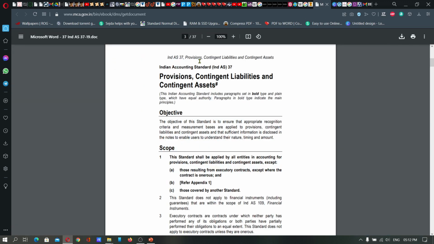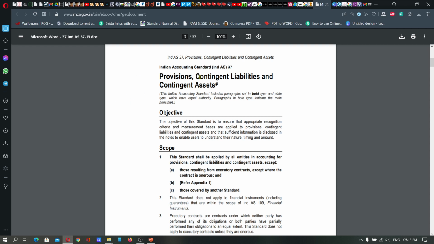Next one, Ind AS 37, that deals with provisions, contingent liabilities and contingent assets. I believe you have heard the terms provisions, contingent liabilities and contingent assets. Provisions means the amount set aside out of profits to meet some specific purposes. You might have heard the term provision for bad debts, provision for depreciation, provision for tax. There is a specific purpose for that. For meeting that purpose, we will set aside an amount from our profits.